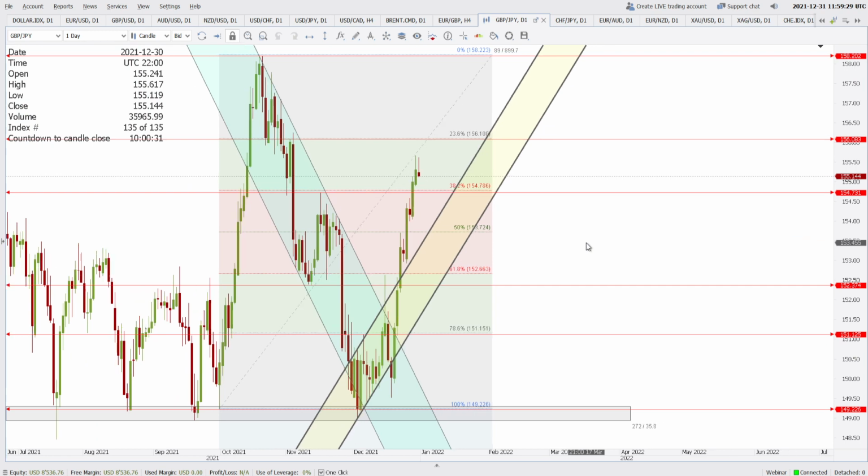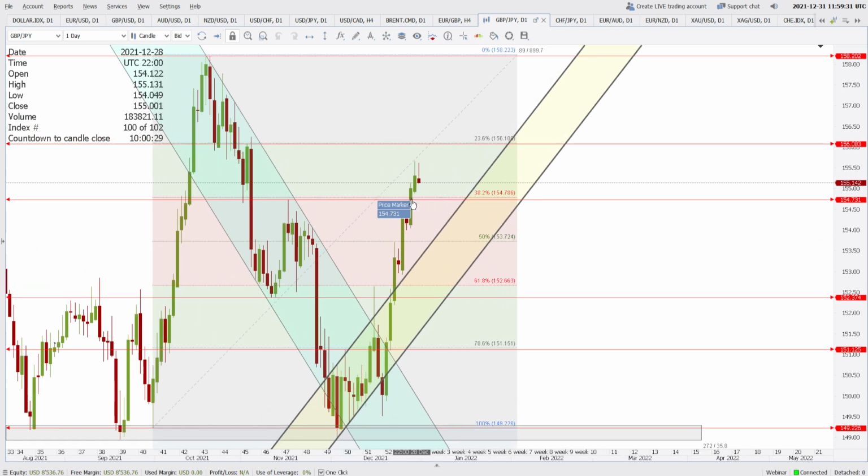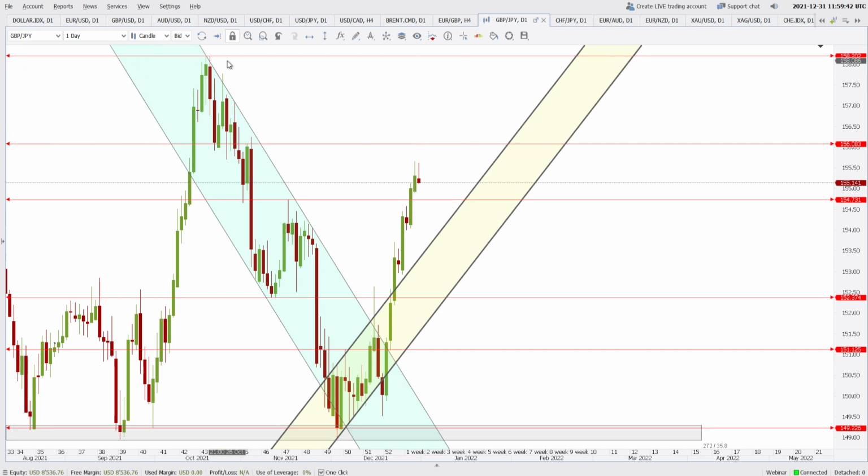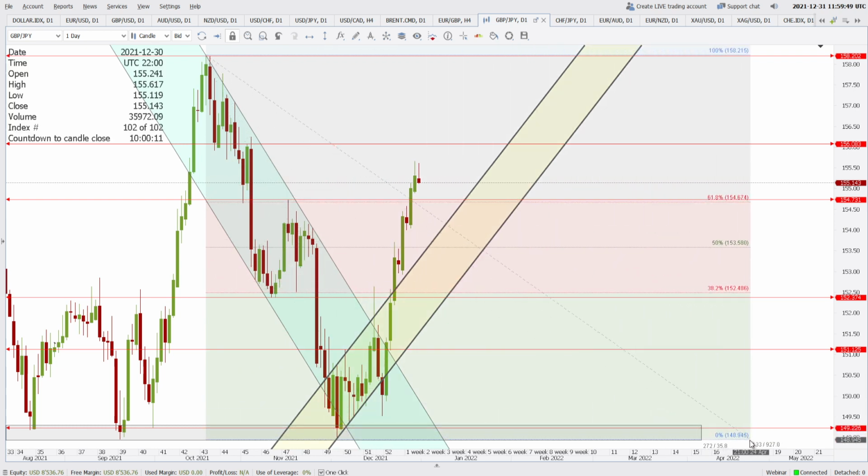GBPJPY. Alright, GBPJPY has broken this 38.2, or you can say, if I just remove this Fibonacci and make a Fibonacci to the downside from this fall, then you see that 61.8% is taken out. That means now this downtrend is not valid. When the 61.8% is taken out, that means the downtrend is not valid, and I will just delete this one.